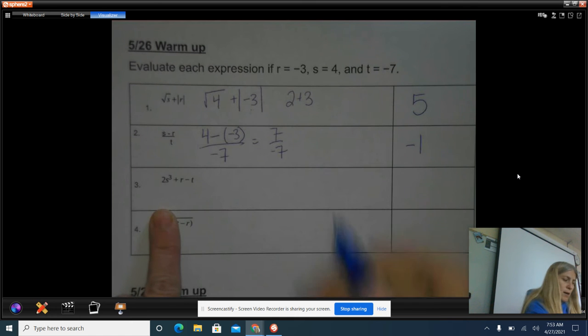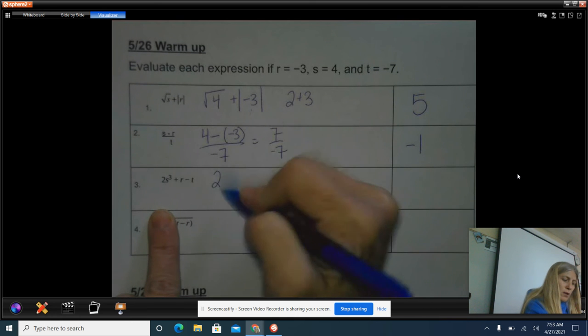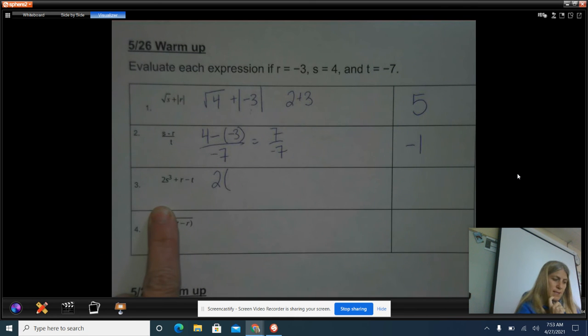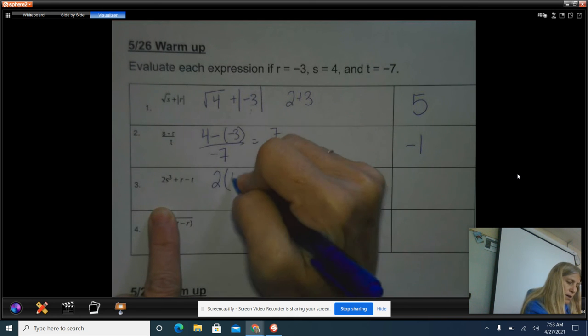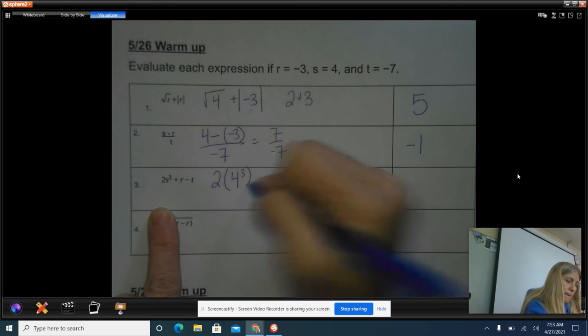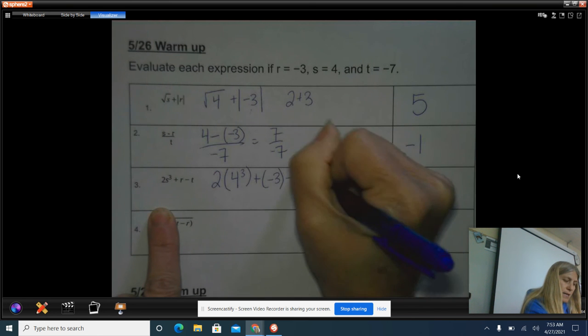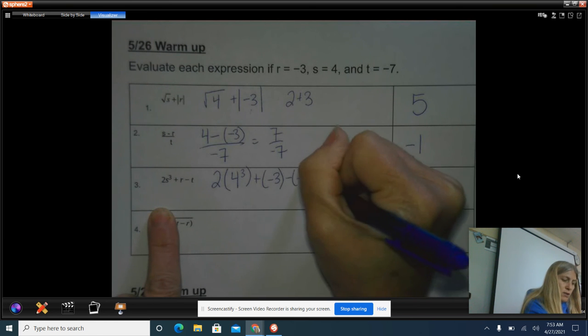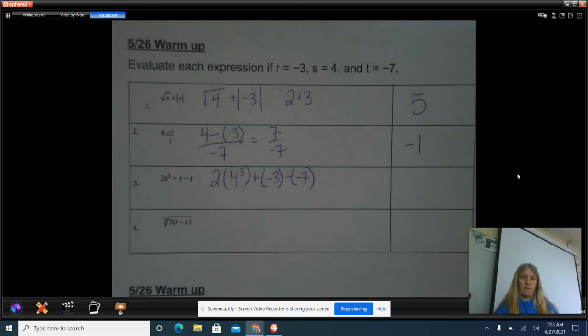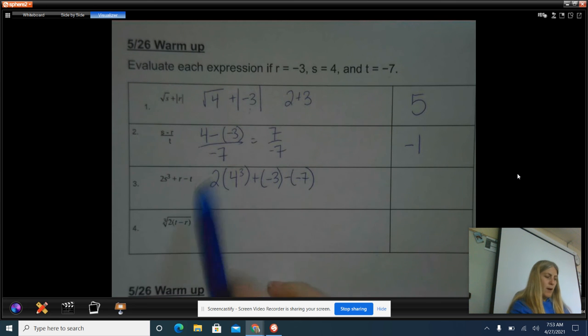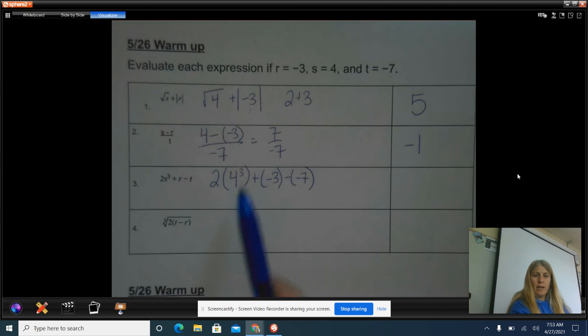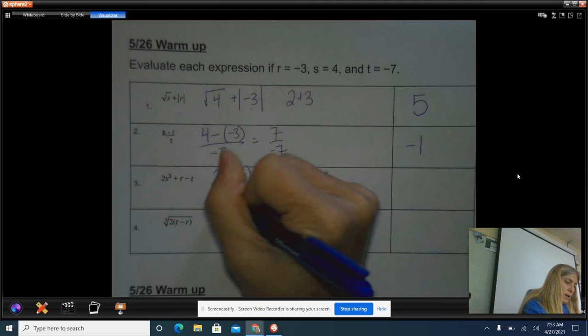Okay. Our next one here, we have 2, and then we're going to go ahead and put whatever we substitute in parentheses here. S is 4 to the third power plus R, which is -3, minus T, which is minus -7. So just be careful if you're substituting, as we have lots of negatives. For order of operations for this one, we're going to do our power first, and then multiply it by 2.